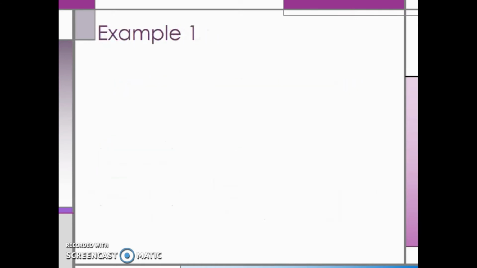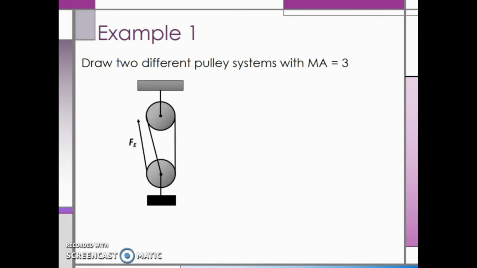In this example, we want to draw two different pulley systems with a mechanical advantage of 3. If we have a mechanical advantage of 3, that means we can either have 2 pulleys or 3 pulleys. If we have 2 pulleys, the effort force must point up. Otherwise, if we have 3 pulleys, the effort force must point down. We can go through our two systems and count the number of strands.